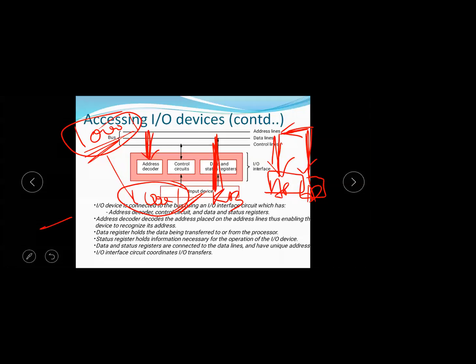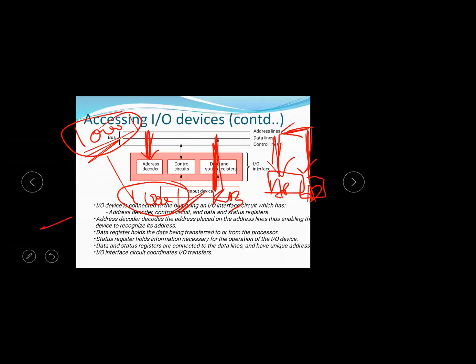Data register holds the data being transferred to or from the processor. The data register and status register are two registers used for every device. The data register is used to hold the data transferred to or from the processor.